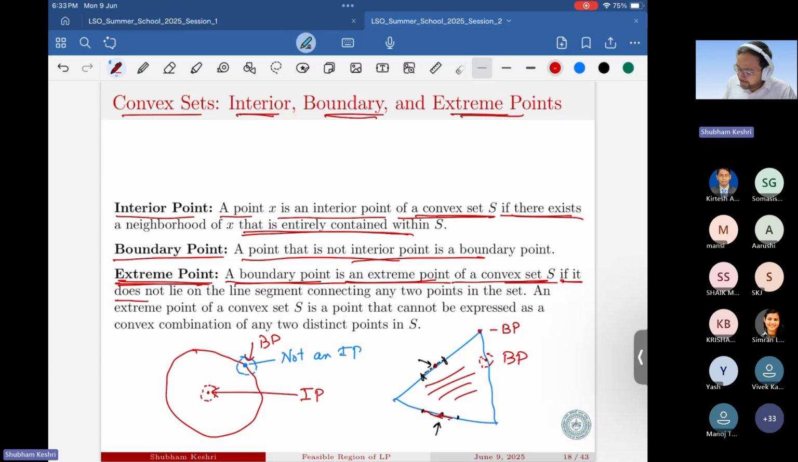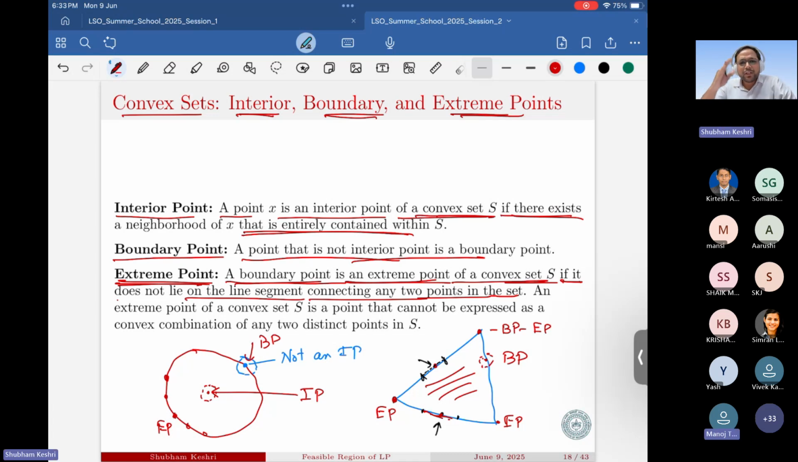Extreme points are only those points that do not lie on the line segment connecting any 2 points in the set. So for example, this is an extreme point. You cannot take any 2 points belonging to that set and create a line such that that point will be in that line. So this point is an extreme point. This point is also an extreme point. This point is also an extreme point. And any point in this circle is also an extreme point. You cannot take 2 points belonging to the convex set, connect those 2 points, and this point will not lie in that line. So: interior point, boundary point, and extreme point.